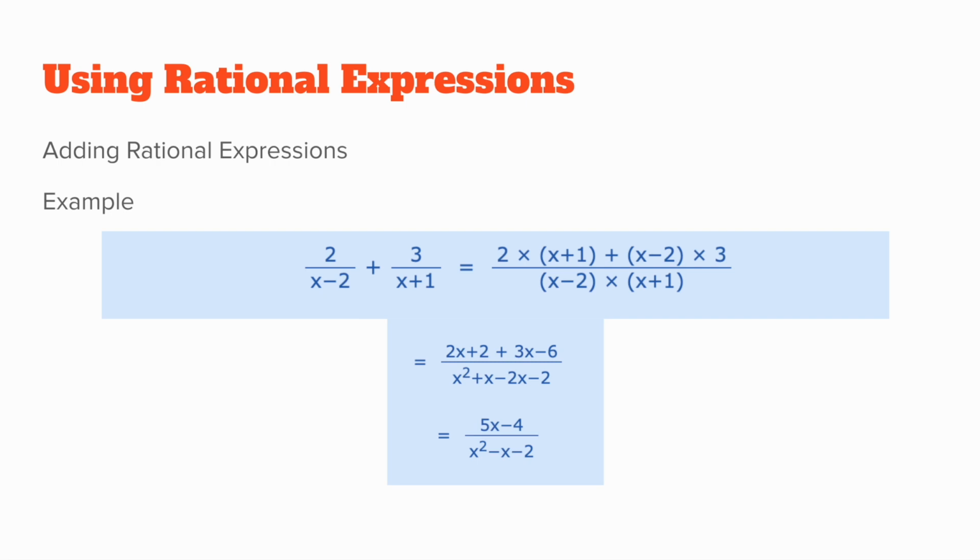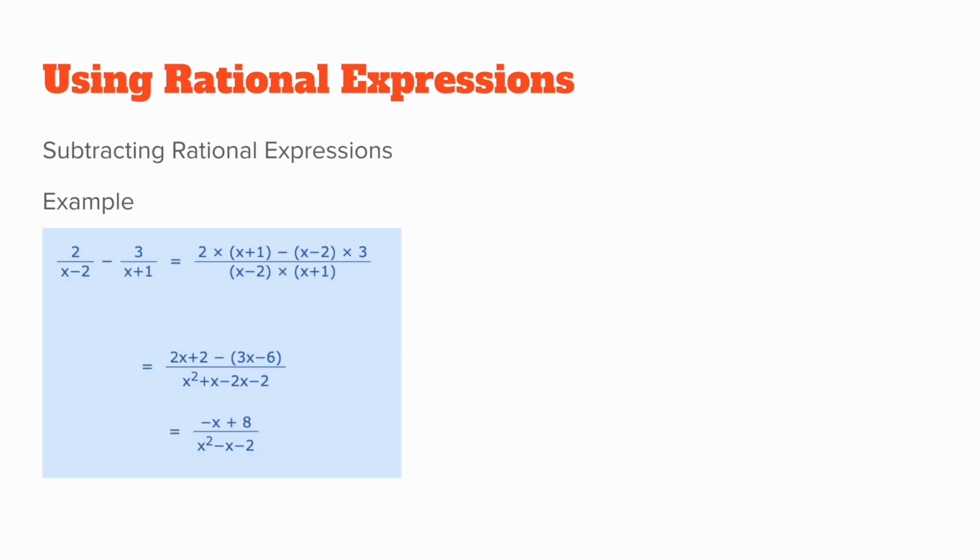Now we can look through subtracting rational expressions. Subtracting is just like adding. For example, when we say the problem is 2 over x minus 2 minus 3 over x plus 1, then it should be 2 times x plus 1 minus x minus 2 times 3 over x minus 2 times x plus 1. Then we can just simplify it as 2x plus 2 minus 3x minus 6 over x squared plus x minus 2x minus 2, which should be minus x plus 8 over x squared minus x minus 2.